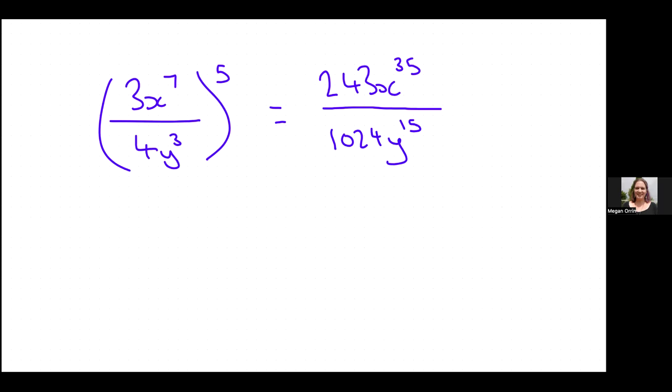Did we get the right thing? The power goes on every part, the numbers and the letters. Do not forget about that. All right, I'm also going to give you hopefully the easiest question in the world. Okay, simplify that for me.